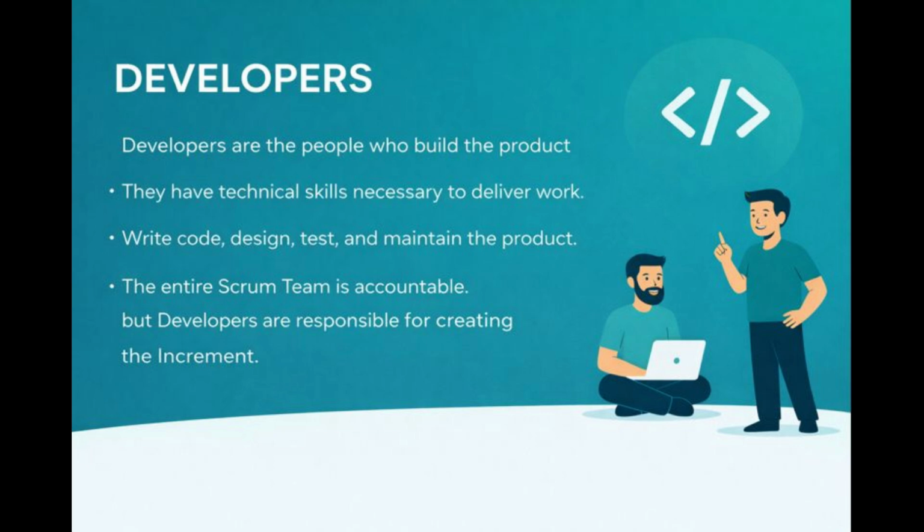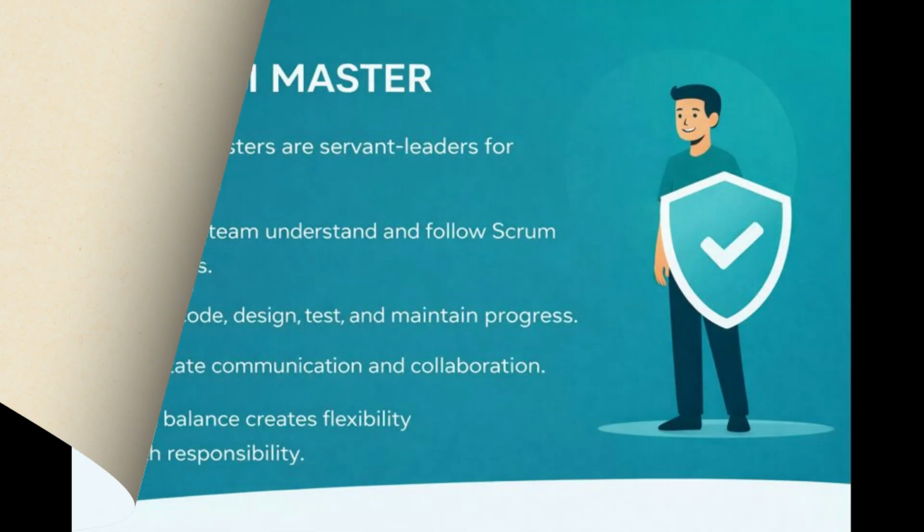Developers. Developers are the people who build the product. They design, code, test, and integrate work. Rather than being assigned tasks, developers organize their own work and share responsibility for achieving the sprint goal. In Scrum, the team owns delivery.